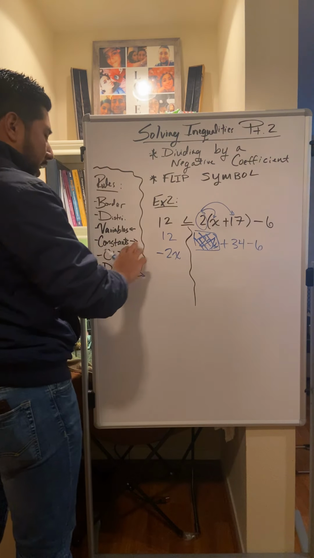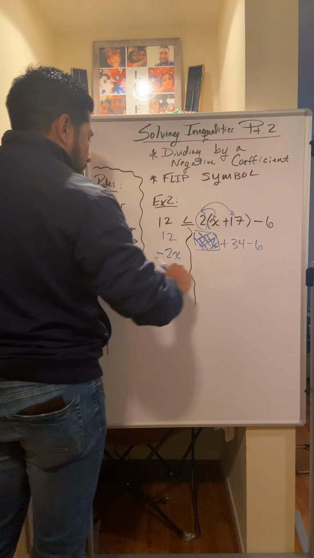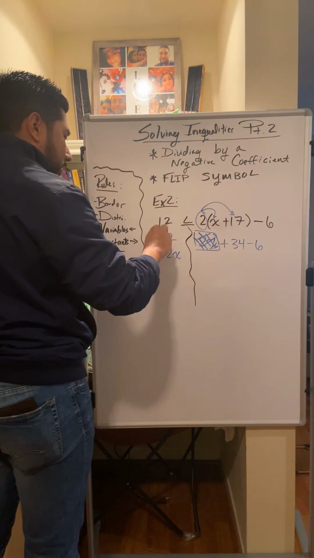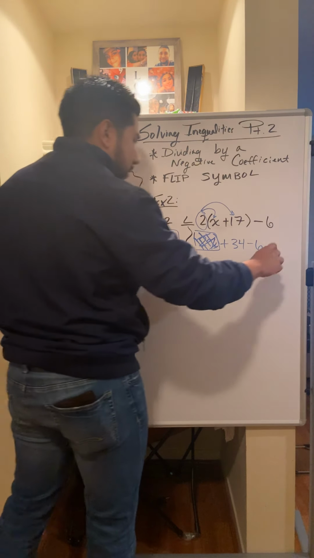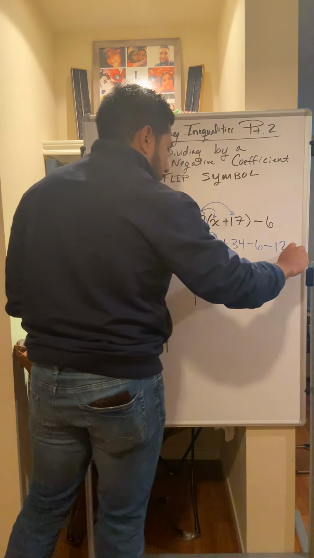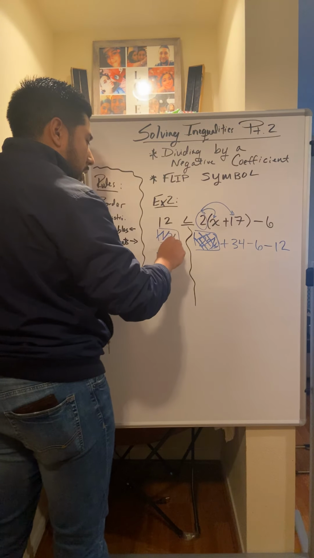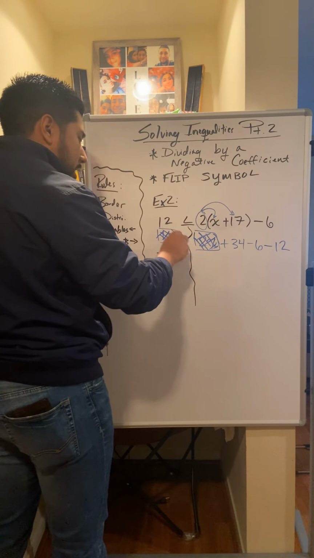Gotta move my constants to the right side. There's already 2 over there. Have a 12. Throw that to that side. This goes for a positive. 2, a negative. Almost done, ladies and gentlemen. Almost done.